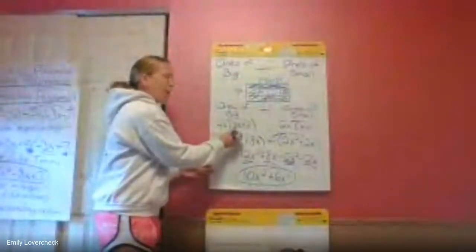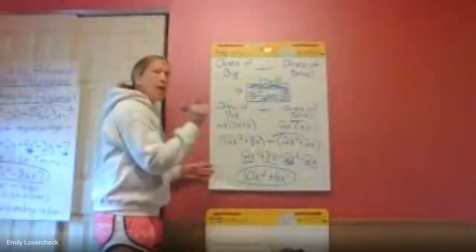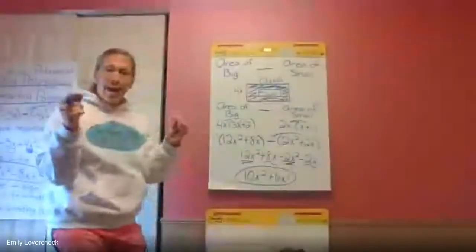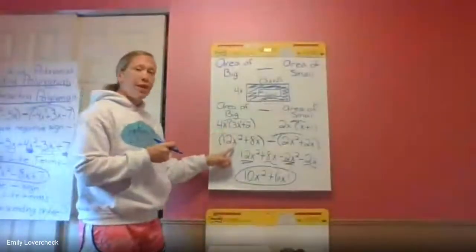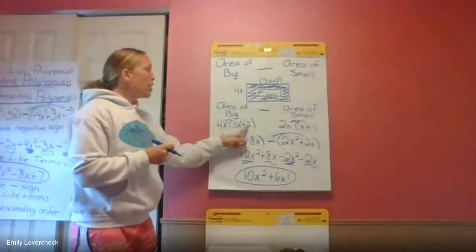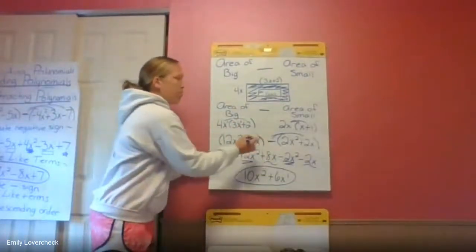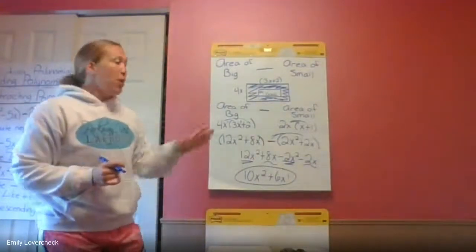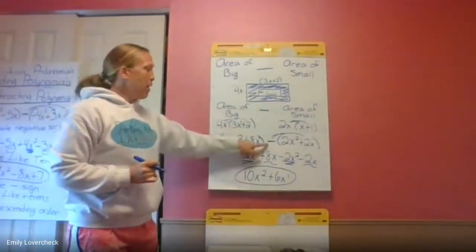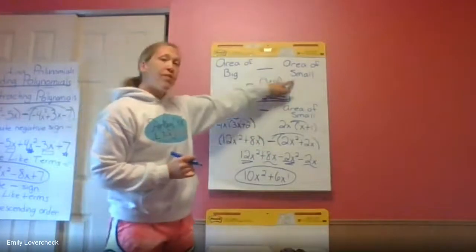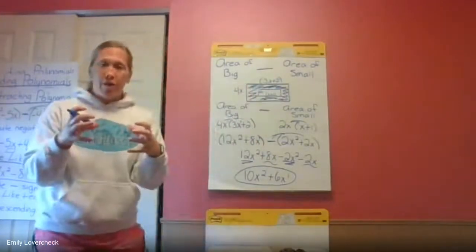So I distribute: 4 times 3 is 12. Since I'm multiplying, I'm adding my exponents. So x^1 and x^1 gives me x squared. Then I do 4 times 2 is 8. x^1, no other x, I just bring down my x^1, okay? So I have my area of the big, minus, I then have to find the area of my smaller figure.